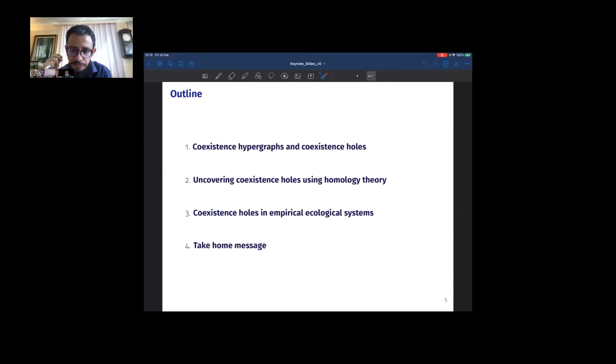So I will tell you a little bit about how you need to adapt the homology theory to work on hypergraphs. Then on the third point, I will discuss the application of these theoretical tools based on algebraic topology and hypergraphs to real empirical ecological systems, in particular to microbial systems. And then I will try to suggest some take-home messages.